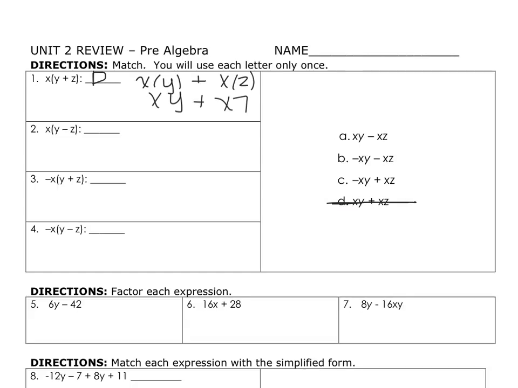Moving on to number 2. Again, we are distributing x. X times y minus, this time, x times z, which your final answer is xy minus xz. Look over to your answer box, and A is your final answer.